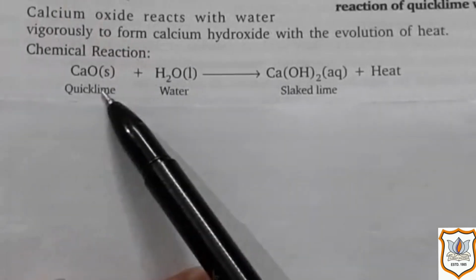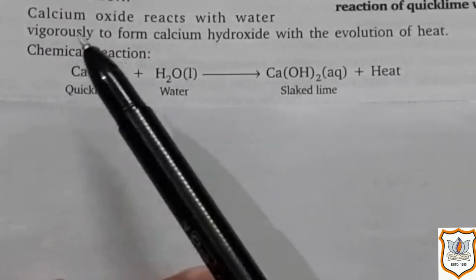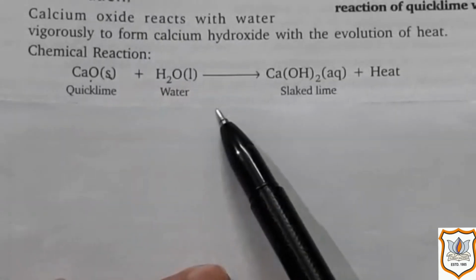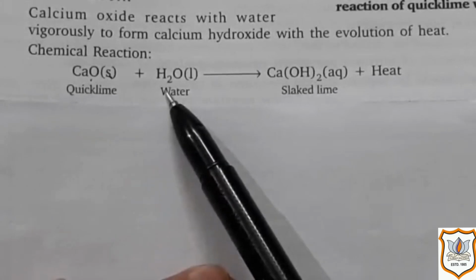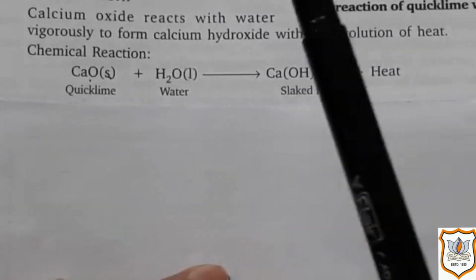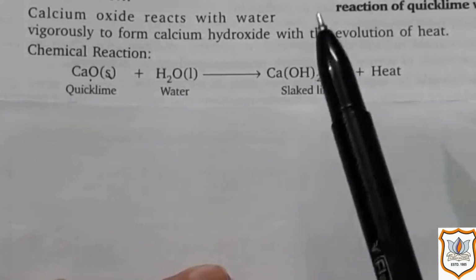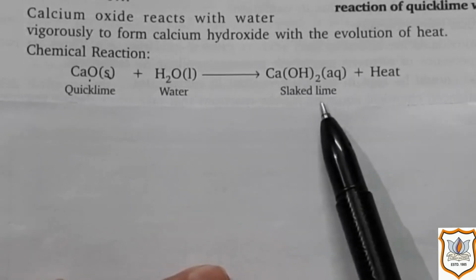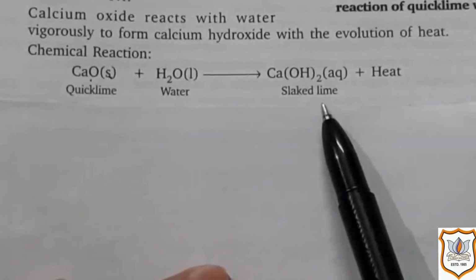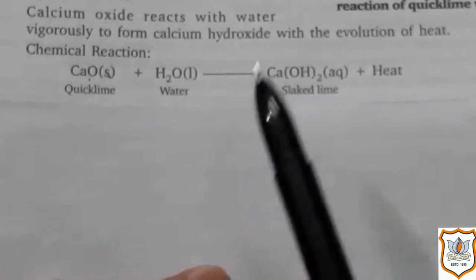Here we will put the s notation for the solid calcium oxide and the l notation for the liquid water and the aq notation because calcium hydroxide is an aqueous solution, and here we show heat. So this is the example of a chemical equation.